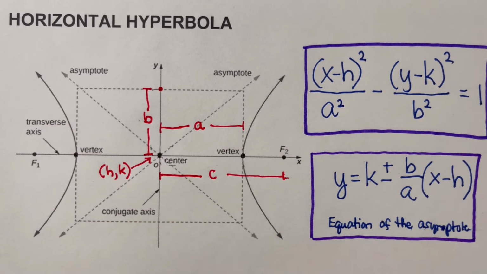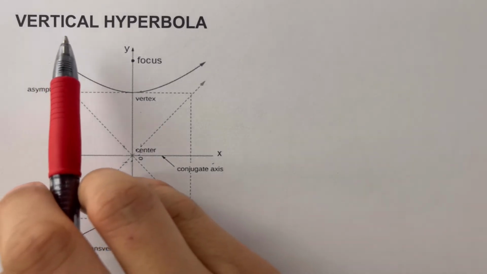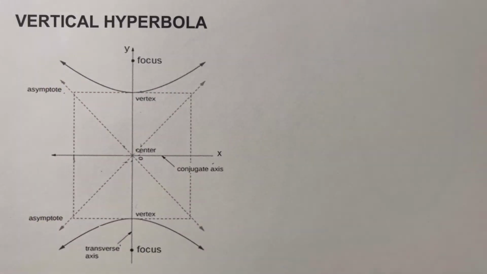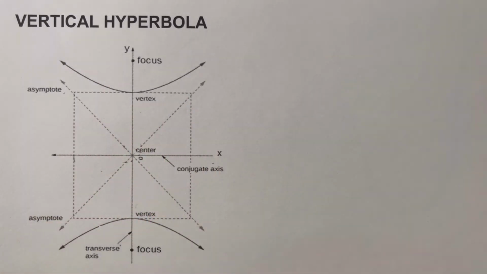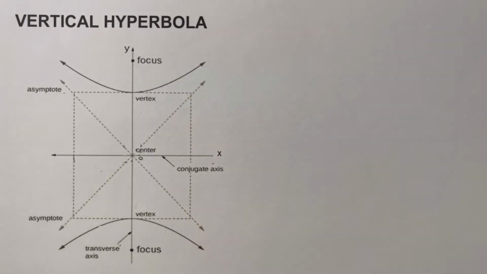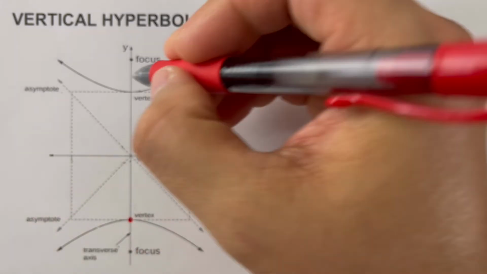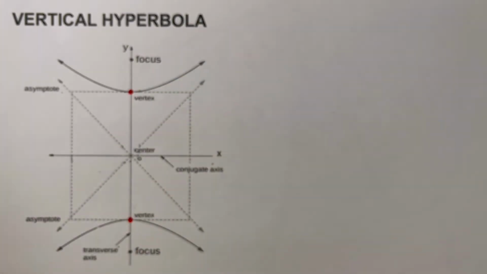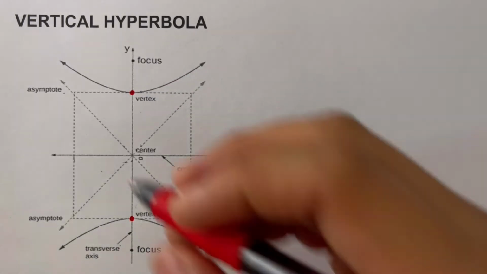Now let's go over the second case of hyperbola. The second case of hyperbola is labeled here as the vertical hyperbola. This is a type of hyperbola where one end opens up and the other end opens down. So we can say that this is a vertical hyperbola because its transverse axis is the vertical line. So in this picture right here, we have the vertex. That's the first vertex, and this is the other vertex. So these are the two vertices of this vertical hyperbola. And we also have the center right here.